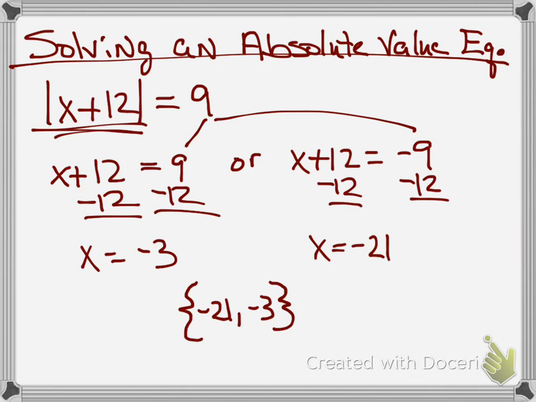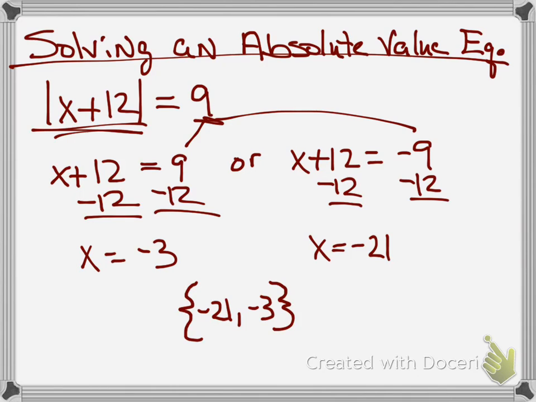And in theory, you should check that both those answers will give you an equal answer. For example, putting in -21 in place of the x, -21 plus 12 is -9. The absolute value of -9 is 9. Put in -3 in place of the x, and you'll get -3 plus 12 is +9. The absolute value of +9 is 9. So either way, you would still get an answer of 9.